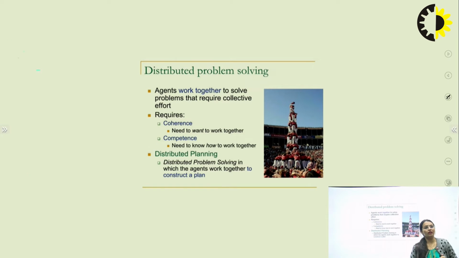Then after all these collaborations, after all these agreements that all the agents will work in a collaborative manner, finally they come up with distributed problem solving, in which the agents work together to solve a problem that requires some collective effort. For that collective effort, because they are mutually agreeing to do something, they require two terms, that is coherence and competence. Coherence is basically that they want to work together, and competence is basically how they work together. So finally, when they agree on these two terminologies, then distributed planning is done. That means agents work together to construct a particular plan.